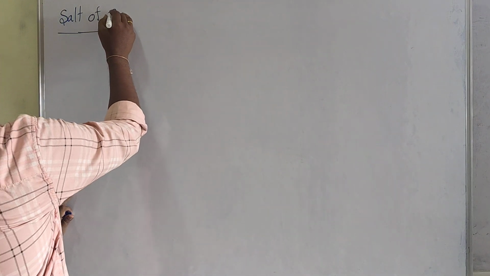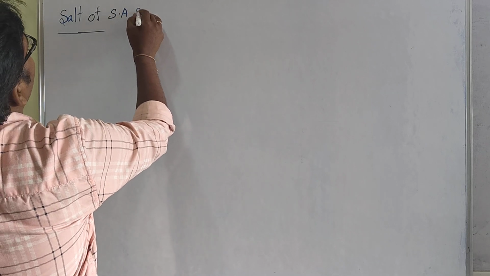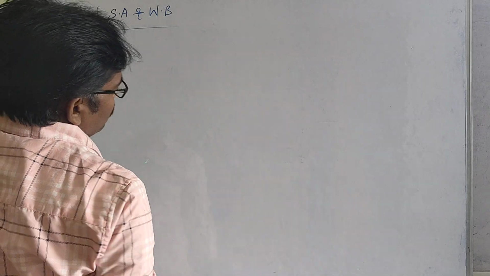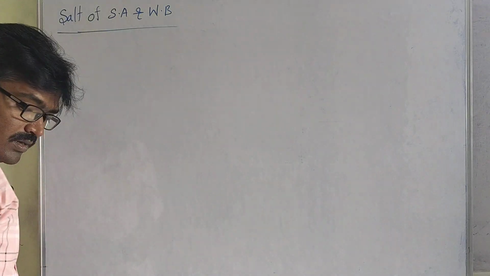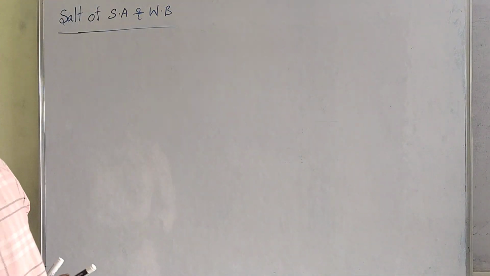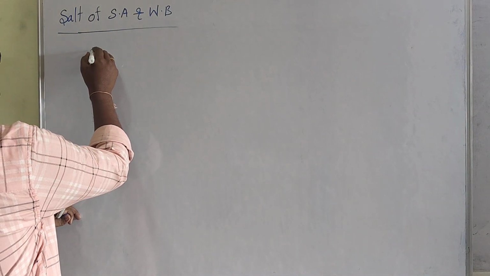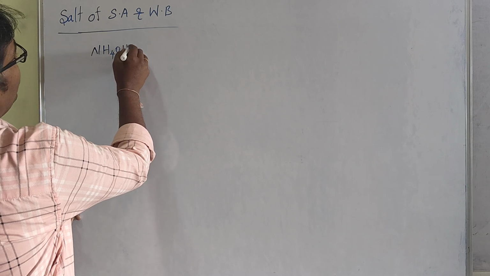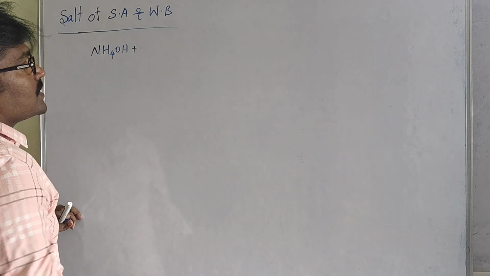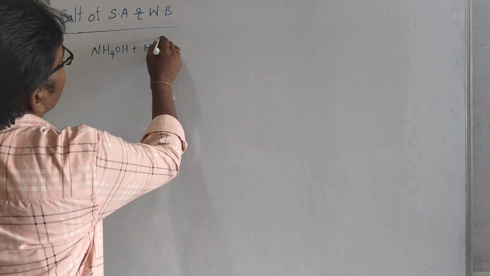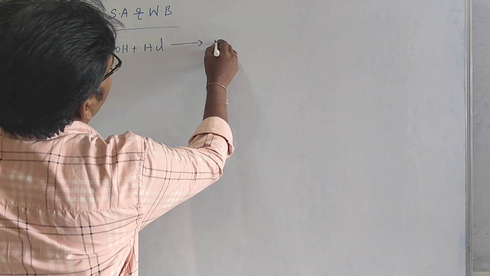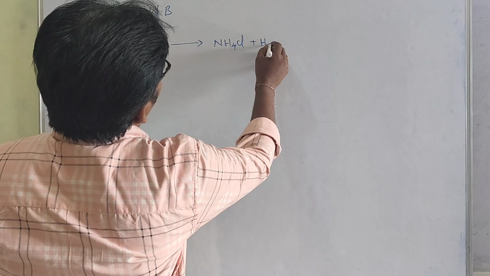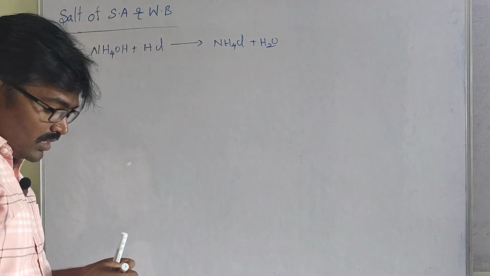Salt of strong acid and weak base. So tell me any one example for this. Sir, weak base NH4OH, plus strong acid HCl, when both combine NH4Cl will be formed, plus H2O will be formed, right? Yes, exactly.